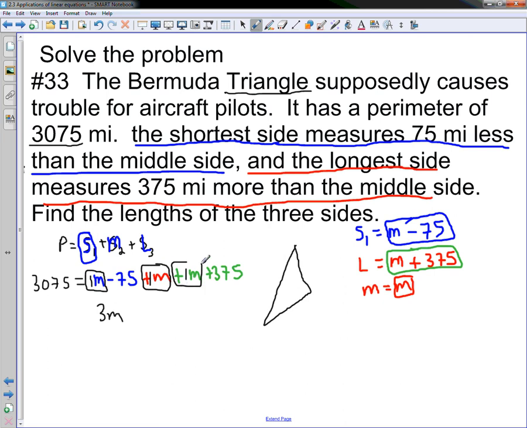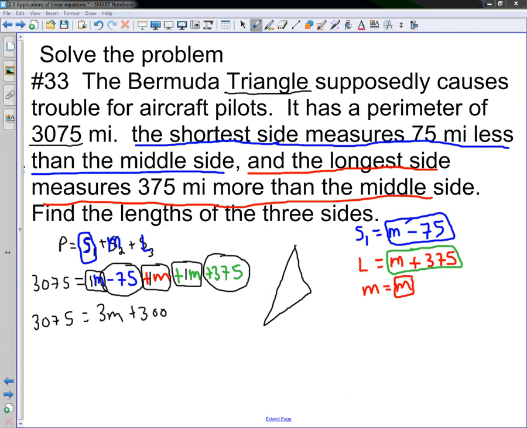Sometimes it's helpful to circle or box them. So we have a minus 75 and a plus 375. So this gives me a plus 300. And it equals 3,075. Okay. So we're getting to the point where we all have one variable and we combine like terms. Now we're going to keep solving.